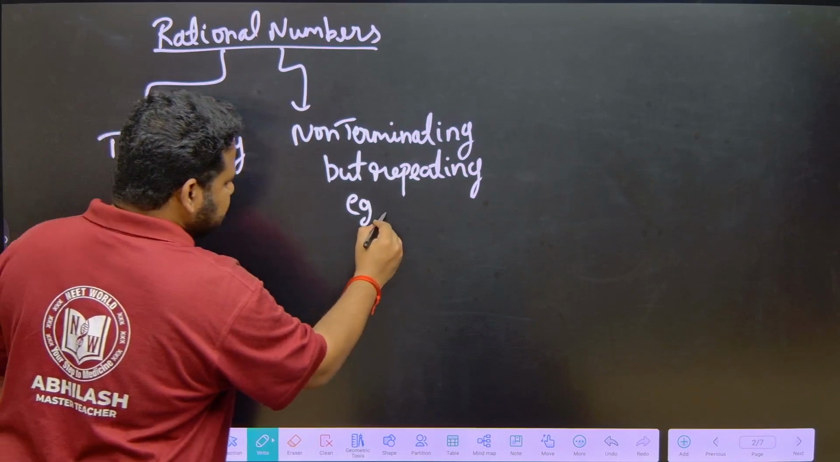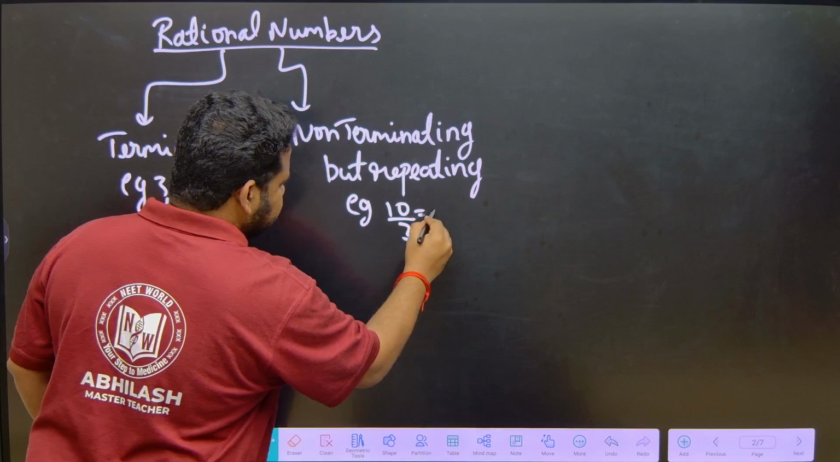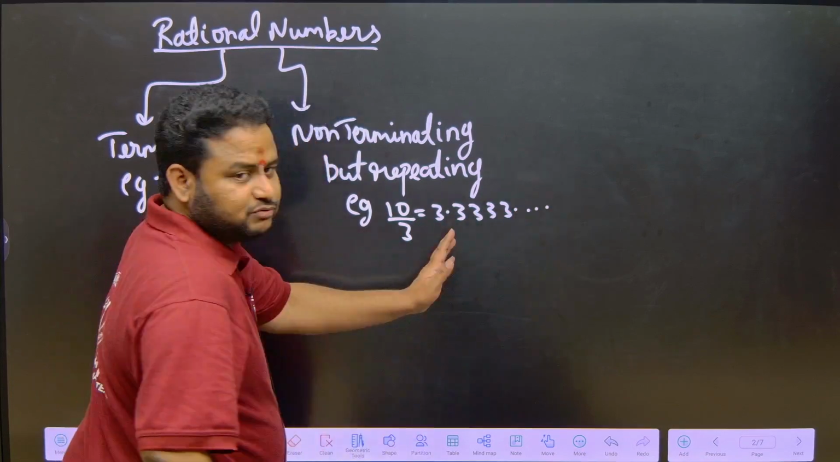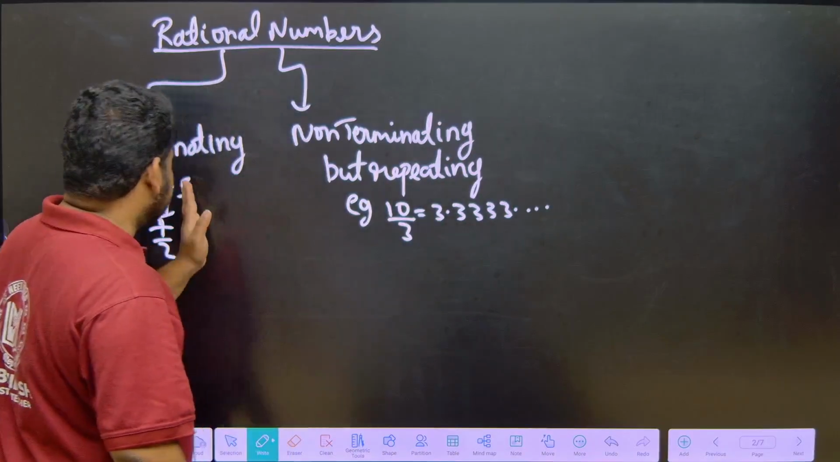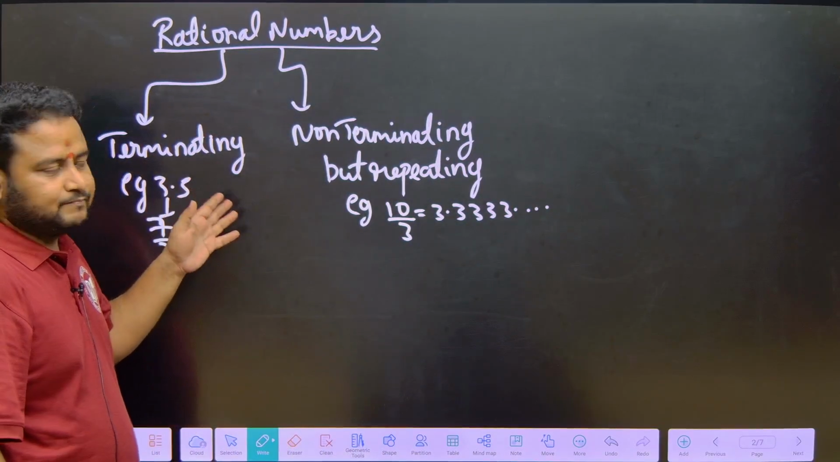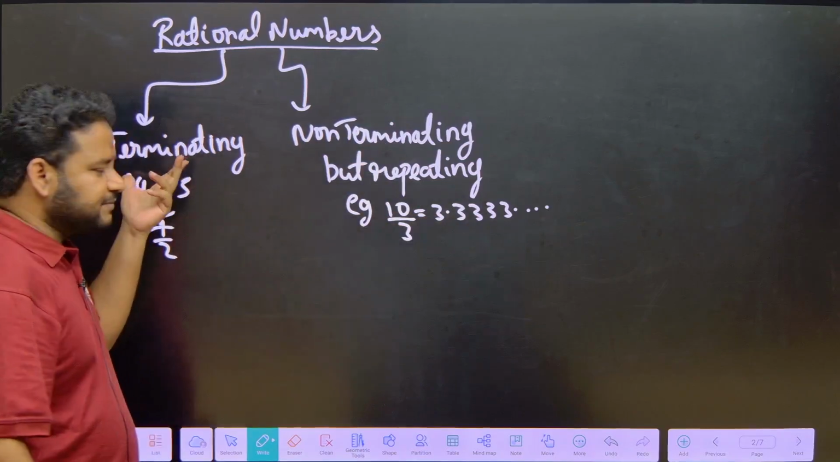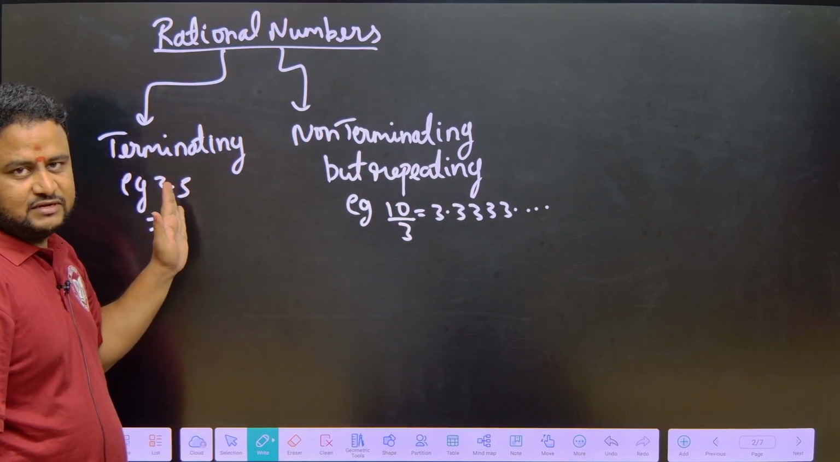This here I can write as 10 by 3. This is nothing but equal to 3.333. It keeps on repeating. Dot means it keeps on repeating itself. Here I have noted down the dot because it is not terminating. Here it is terminating, so no need to write the dot. It is ending itself. Is it clear?